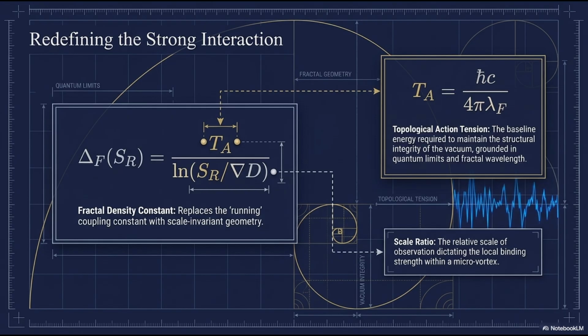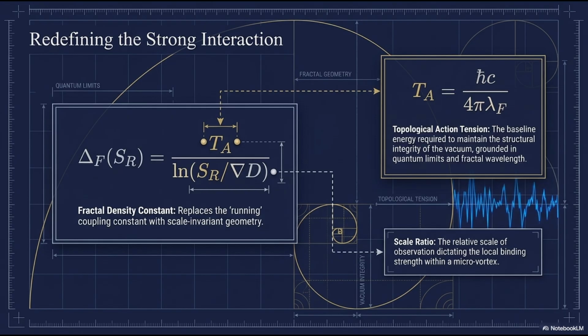Instead of a mysterious force carried by exchange particles, IFD argues this behavior is simply geometric resistance. Based on what? Based on something called topological action tension. Okay, what is topological action tension? It's the absolute baseline energy required to keep the vacuum from tearing itself apart, which is grounded in fundamental limits like the speed of light. Okay, I'm following. So imagine you are at the very center of a microvortex. At this extreme microscopic scale, the curvature of spacetime is so relatively smooth that the topological tension effectively drops to zero. So there's no resistance. Exactly. The quarks just glide freely along the internal fractal geometry without any resistance at all.